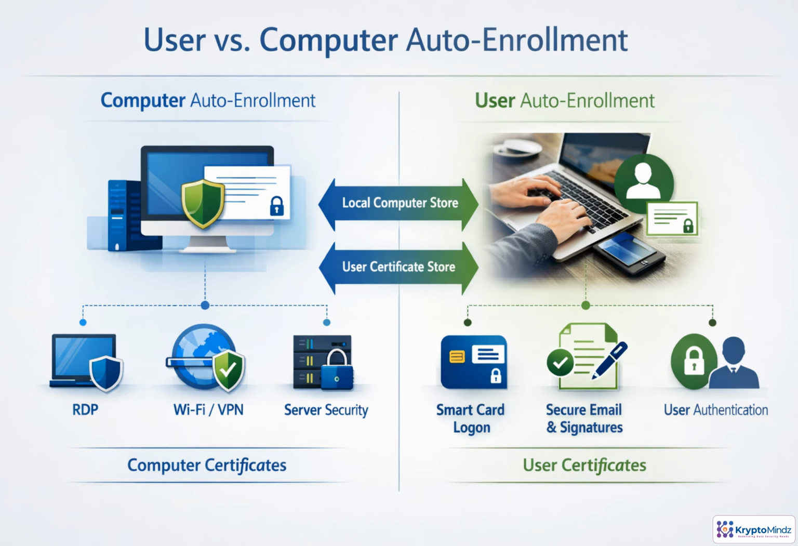You also need to decide who is actually getting the certificate, the machine or the person. Computer auto-enrollment runs under the local system account and stores certificates in the local computer store. Those certificates are used for things like RDP, Wi-Fi or VPN authentication, IPsec, and server TLS identity. User auto-enrollment runs in the signed-in user's context and puts certificates in the current user store, supporting scenarios like smart card logon, document signing, encryption, and user authentication.